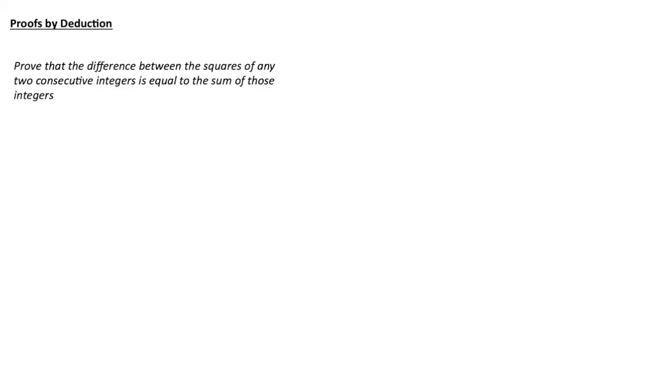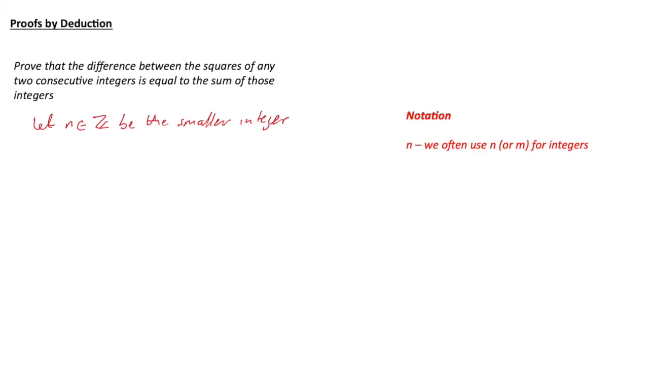We'll now have a look at proofs by deduction, and we'll have a particular example to work through. We want to prove that the difference between the squares of any two consecutive integers is equal to the sum of those integers. The first thing we do is to move into symbols. We're going to let n, which is a member of the integers, be the smaller integer.